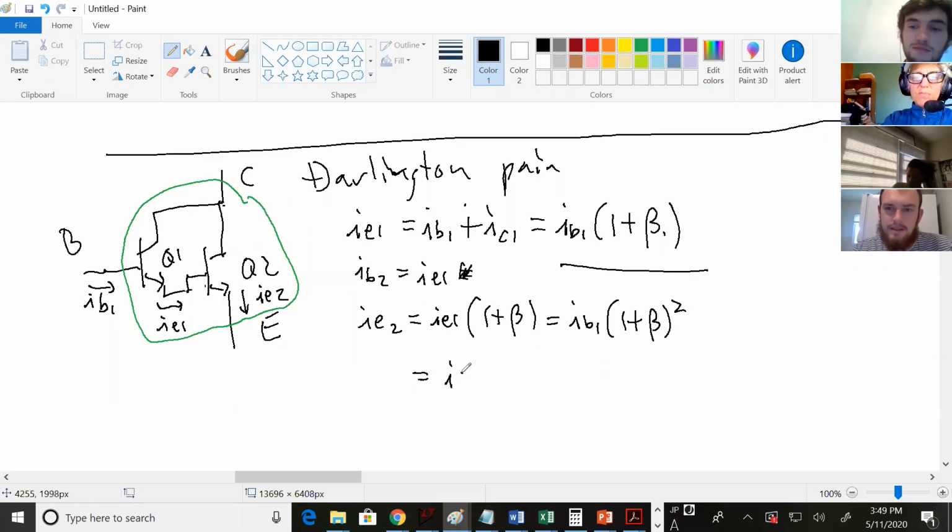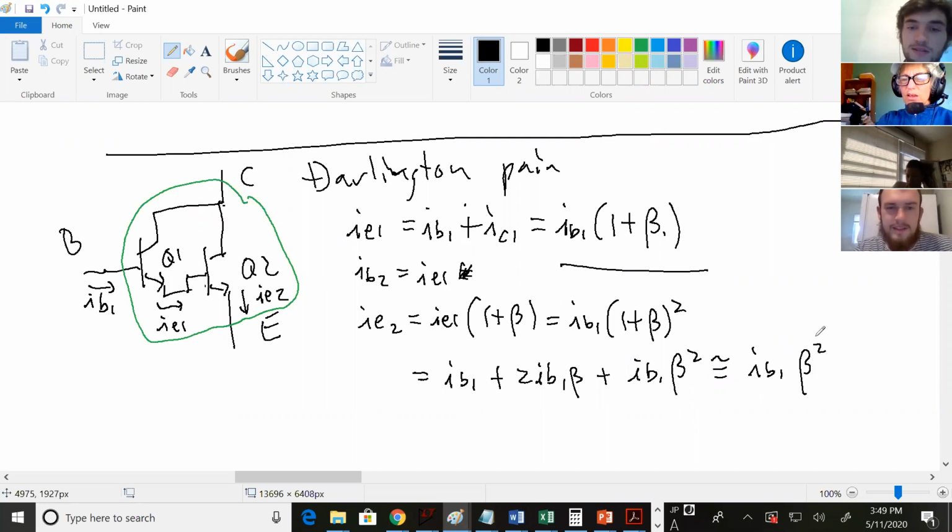And if you multiply that out, you get an IB1, which is very small, plus 2 IB1 beta, which is much bigger. And then you get IB1 beta squared, which is way bigger. So which one dominates? Beta squared term. So what's neat about the Darlington pair is that it gives you beta times as much current as a single transistor would. So where you had a transistor that conducted a certain amount of current, now you get quite a bit more current out. So that's its superpower. It can provide way more current than just a single transistor can.